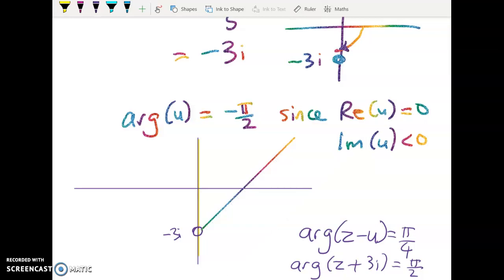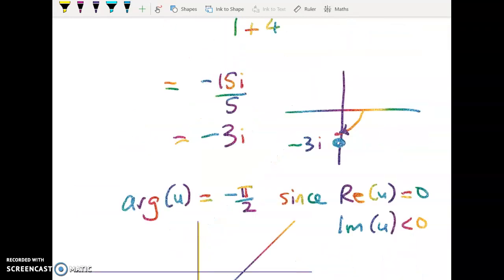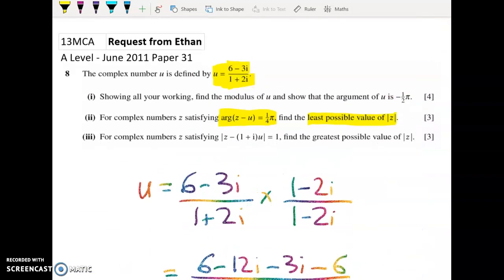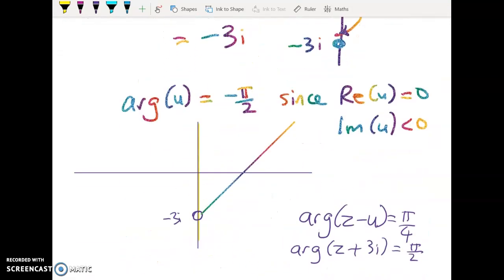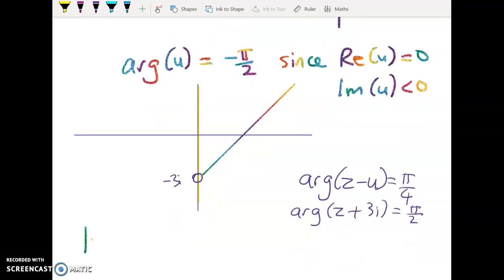Right, what are we being asked to find? Let's go back to the question. So we want the point on that locus that has the least possible value of the modulus of z. In other words, we want to find the point somewhere on that line that has the shortest distance from the origin. So remember, we've got lots of ways to think about the modulus of z, but basically it means if I take any point, it's the distance from the origin to that point.